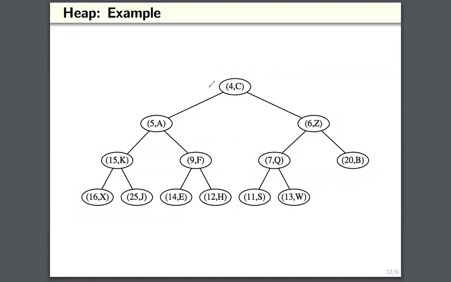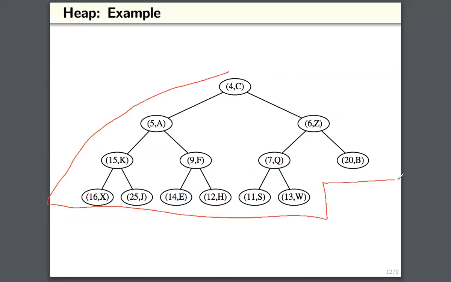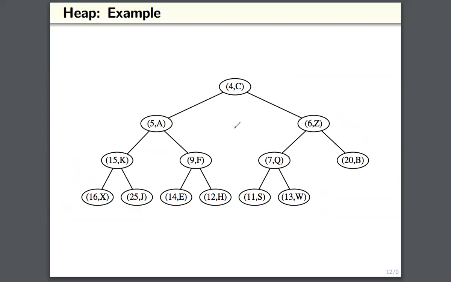So there are 2 properties a heap has to satisfy. One is the structural property. The shape should be something like this: the perfect tree till the last but one level, and the nodes in the last level should be from left to right. That is the structural property. Then there is the relational property that defines the relationship between the elements themselves. Okay, now we are ready to define heap.